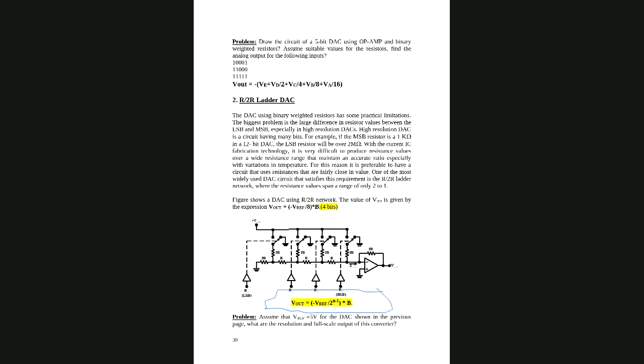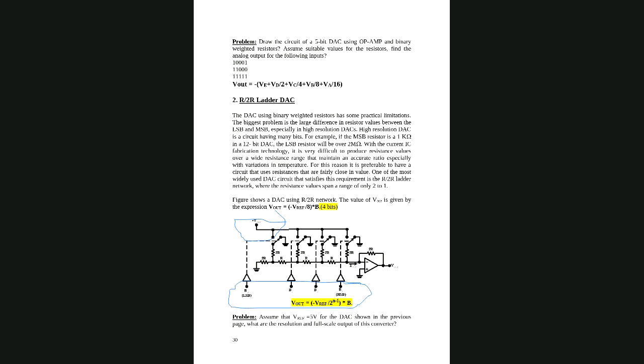So we have digital input here, and the analog output will be here. And the formula is this one: V out equals minus V reference over 2 to the power n minus 1, times binary input. The binary input can go from 0000 to 1111, so 0 to 15 in decimal. Here it is 4-bit, it can be 5-bit, 6-bit, 7-bit, whatever.